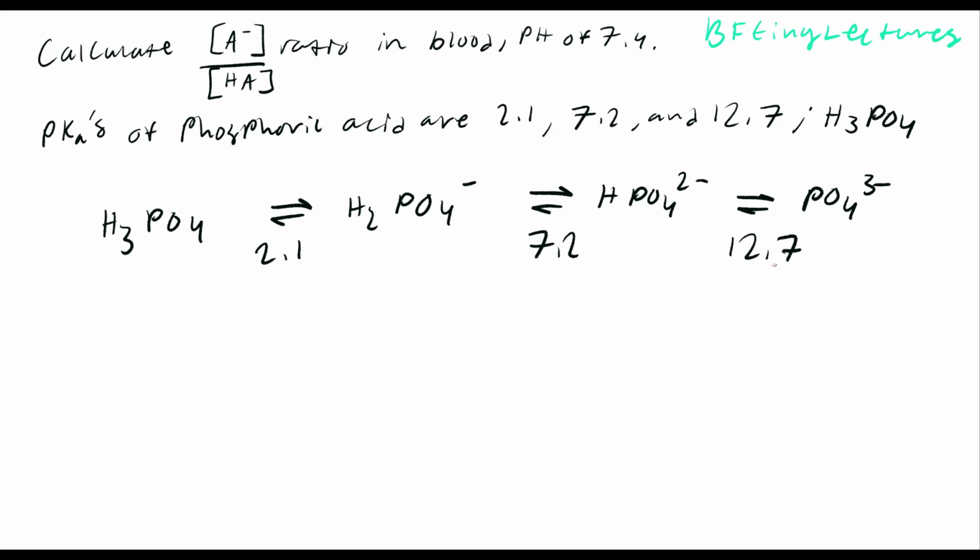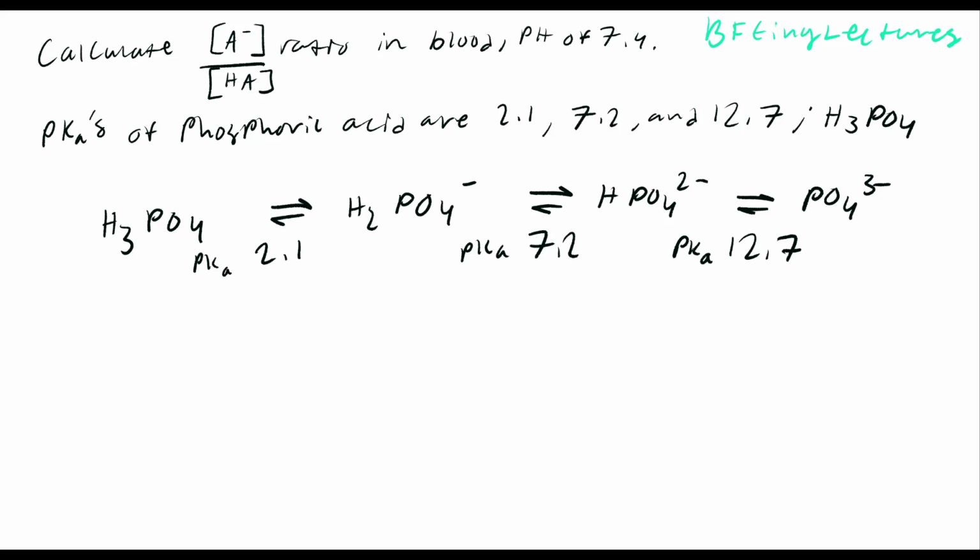So whenever you have this, okay, you want to pick the acid, or you want to pick the pKa that is very close to the pH of the blood, or whatever you're measuring. In this case, the pKa of 7.2 will just work nicely. Okay, so these are pKa values. So again, you want to pick the pKa that is very close to the pH of whatever you're measuring.